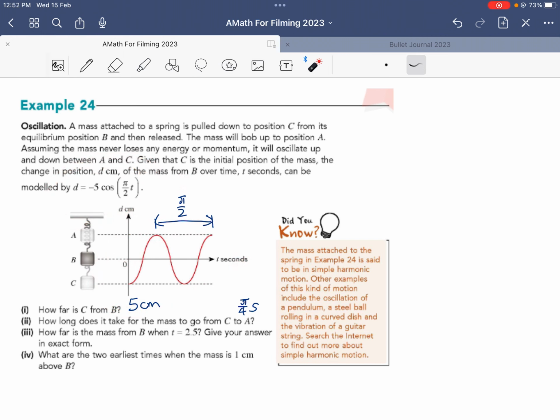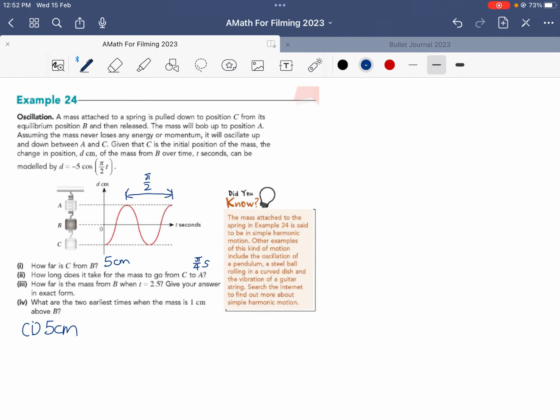So the first question they ask you is this: how far is C from B? Okay, as we know, d is -5, so this is 0, this is -5. The amplitude itself is -5. So the distance between B and C is actually 5 cm. Straight away I can say that the distance is 5 cm.